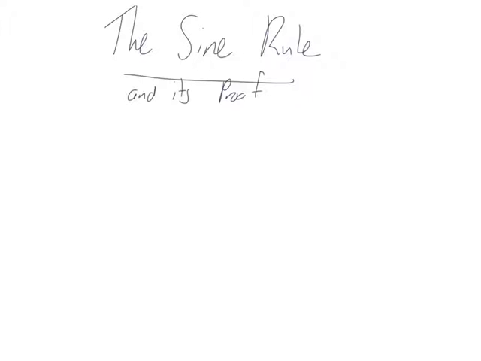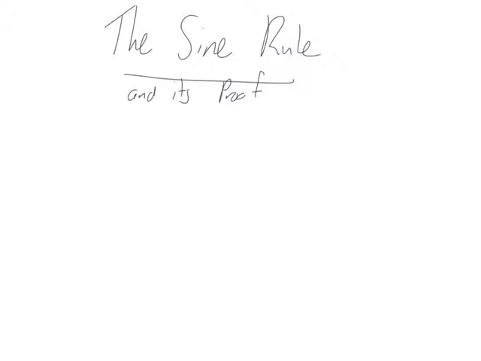For right angled triangles, we've got SOHCAHTOA, we've got Pythagoras, angle sum. For non-right angled triangles, we have the sine rule, we have the cosine rule, and we've got a few other bits and pieces as well. Without further ado, the sine rule.